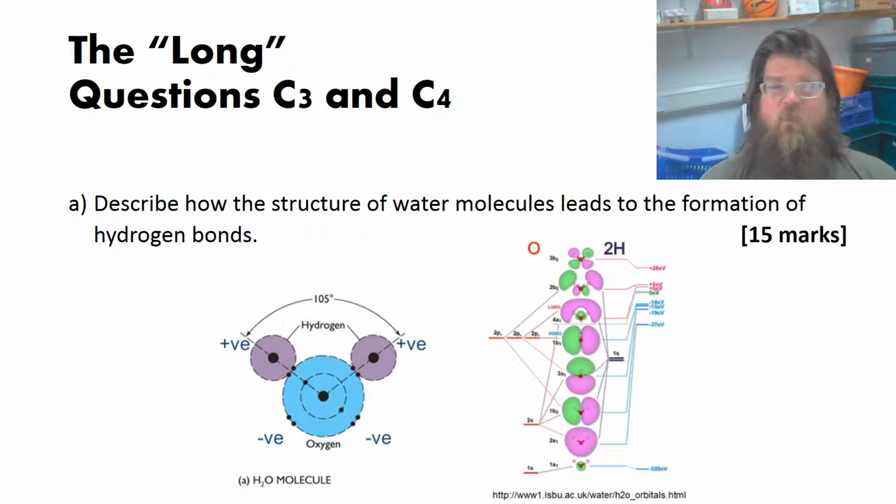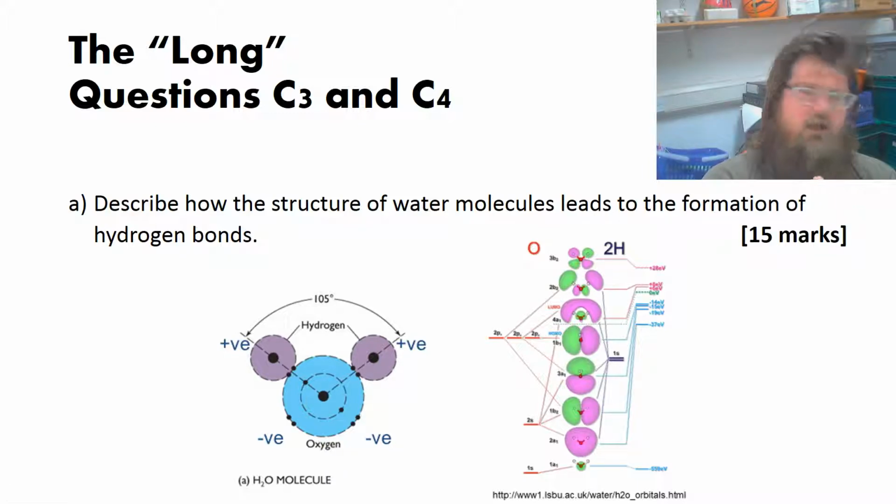But some description about why that is, whether that description involves some mention of the electronegativity of oxygen compared to hydrogen, that draws the electrons towards the oxygen, leaving the hydrogens more positive at this end, or describing these lone pair electrons. That would be super great.